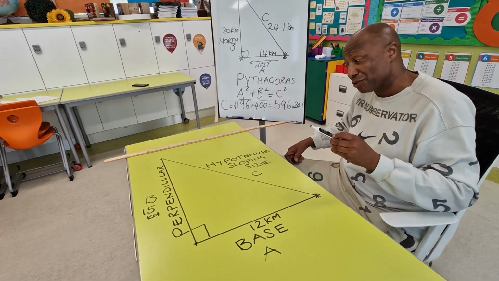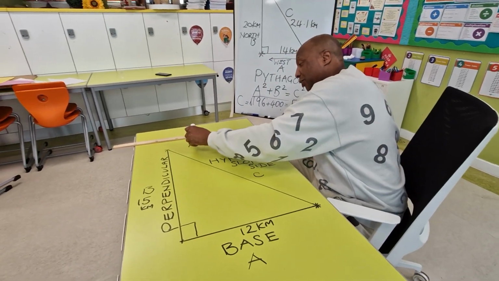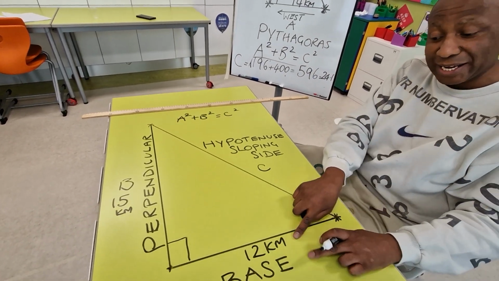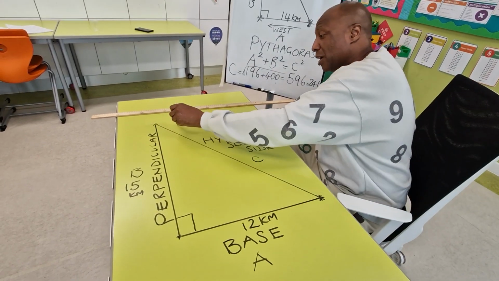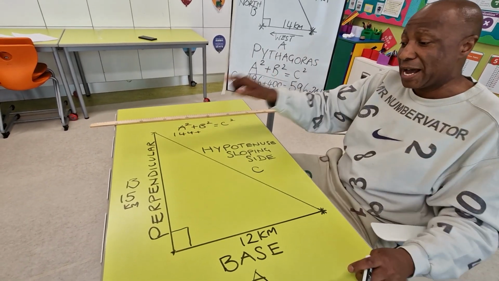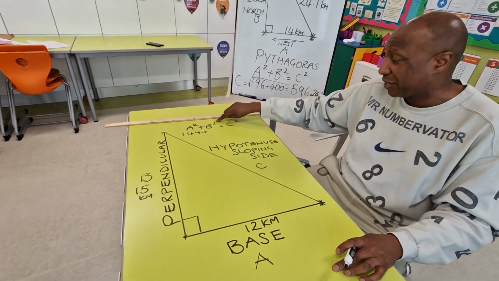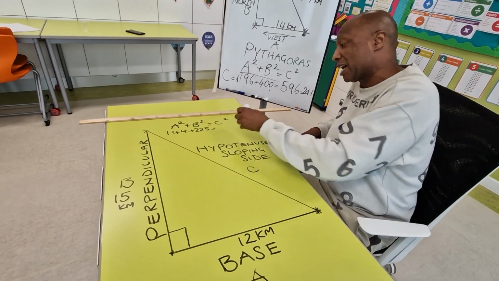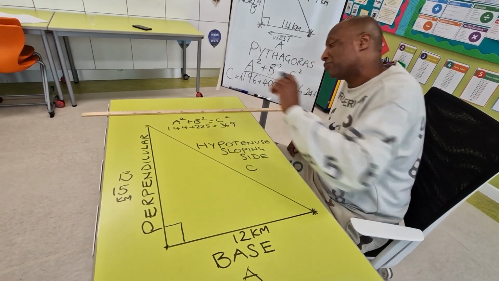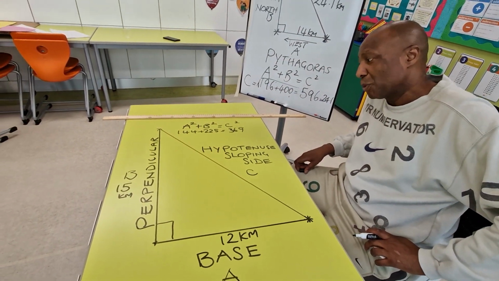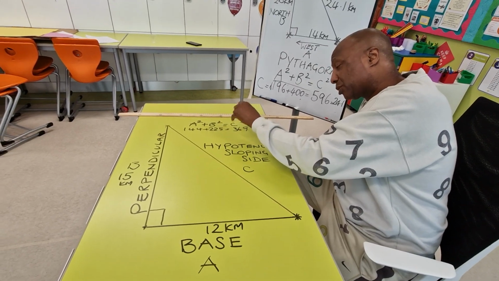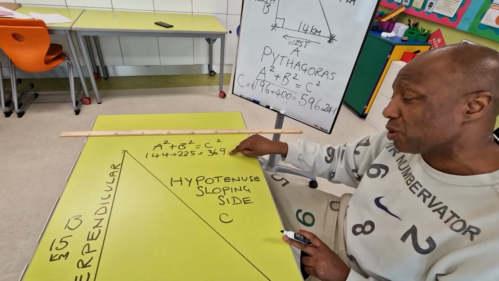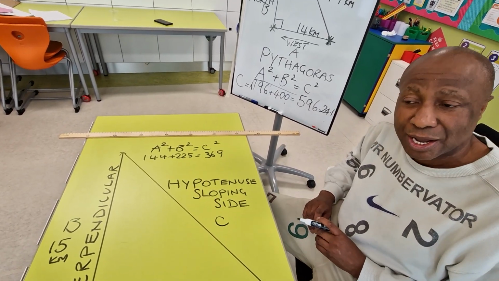But if we use Pythagoras, and what did Pythagoras say? A squared plus b squared is equal to c squared. We know that a is 12, and 12 times 12 is 144. We know that b is 15, and 15 squared is 225. And if we add these two numbers together, we're going to get 369. We need to work out the square root. Remember, square and square root are inverse of each other. We need to work out the square root of 369.